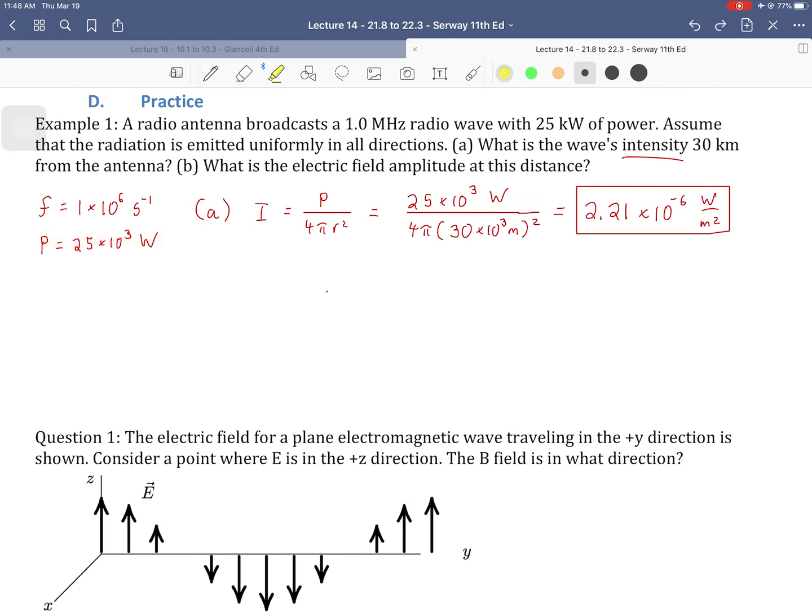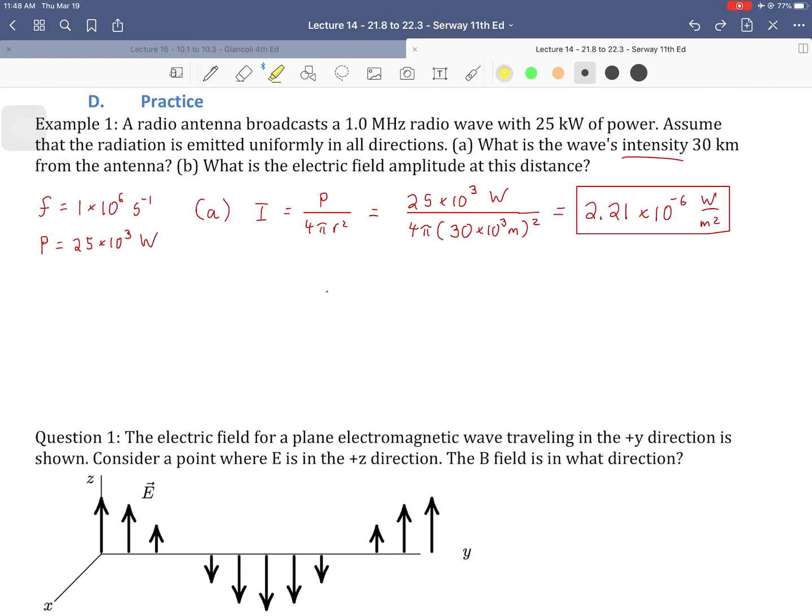All right, so in part A, I'm simply going to use this expression for intensity of just power over the surface area of a sphere. In this case, the radius of our sphere is the distance that was given in part A of 30 kilometers, here converted to meters. So we end up with a fairly small intensity because we're quite far away, even though it was a strong source of 25 kilowatts. In other words, that energy is spread out over quite a large sphere at this point.